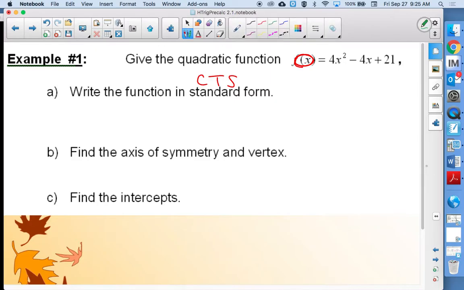So this 21, I'm going to move to the other side. If you don't like that it's on the left, you can move it to the right. It's up to you what side you want to take it on. And then after you move the 21, what else would you do to the problem? Hannah? Take out a 4. So let's do that in the same step, pull out a 4. So that leaves us with x squared minus, unfortunately, a 1, and then the x.